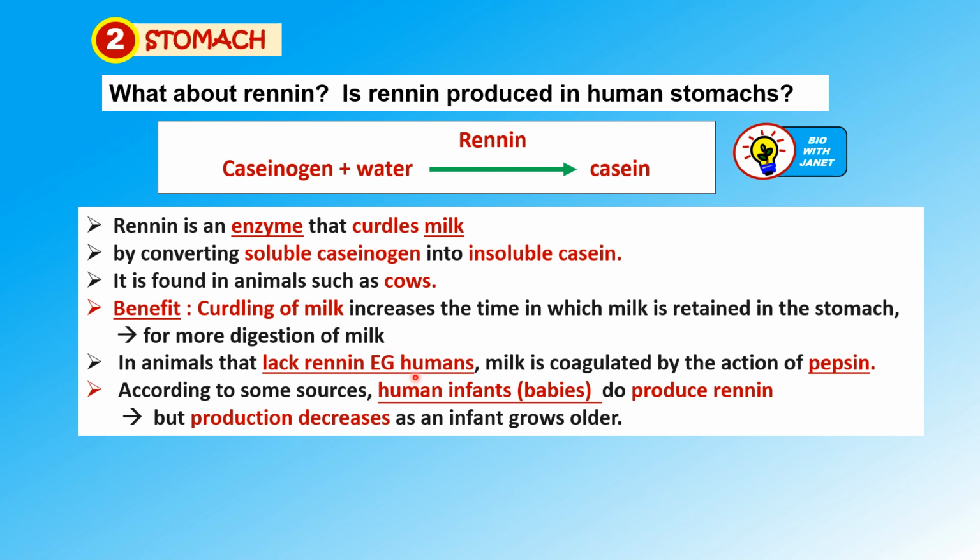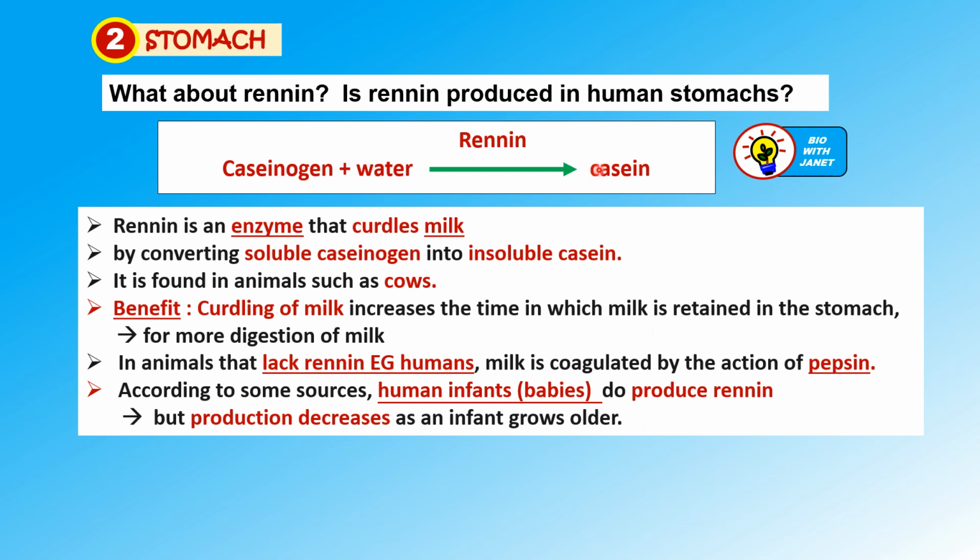Now, here is a reliable source that says that in animals that lack renin, for example, humans, milk is coagulated by the action of pepsin. So that's why many books do not mention renin as a human enzyme found in the stomach. So we humans can coagulate milk using the pepsin, according to this source. And human adults may not have renin, all right? But according to some sources, human infants do produce renin, except that the production decreases as the infant or baby grows older.